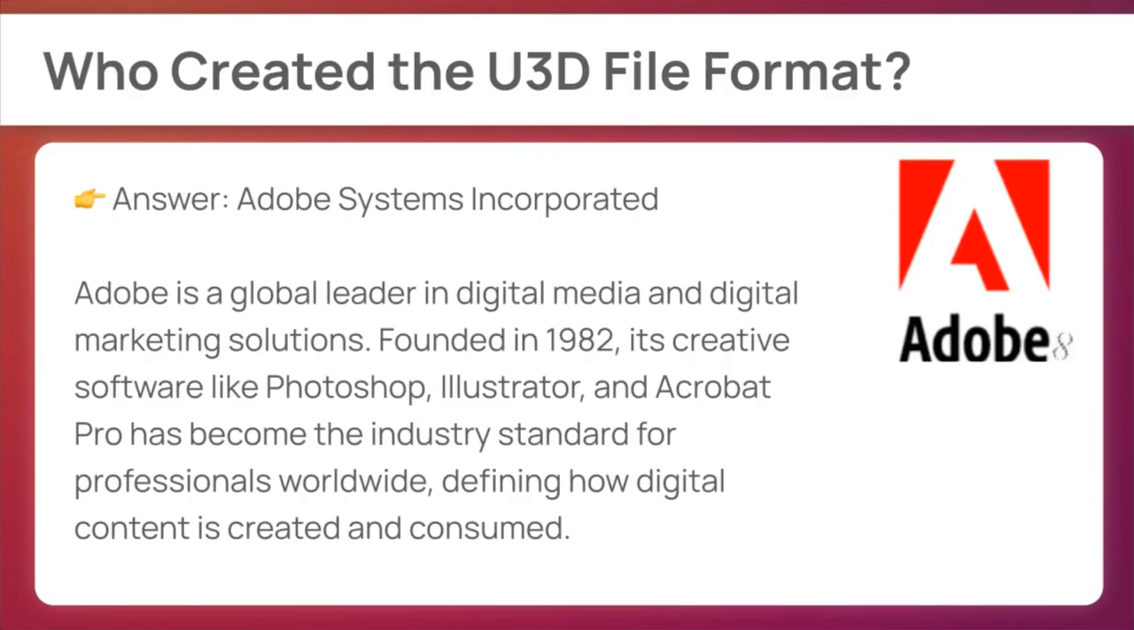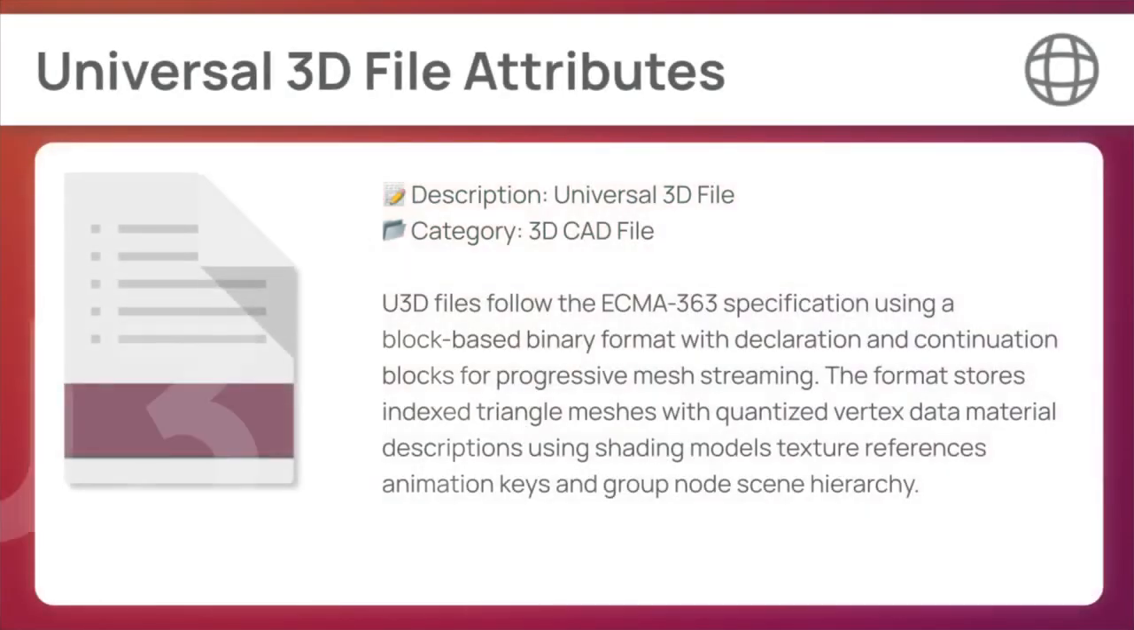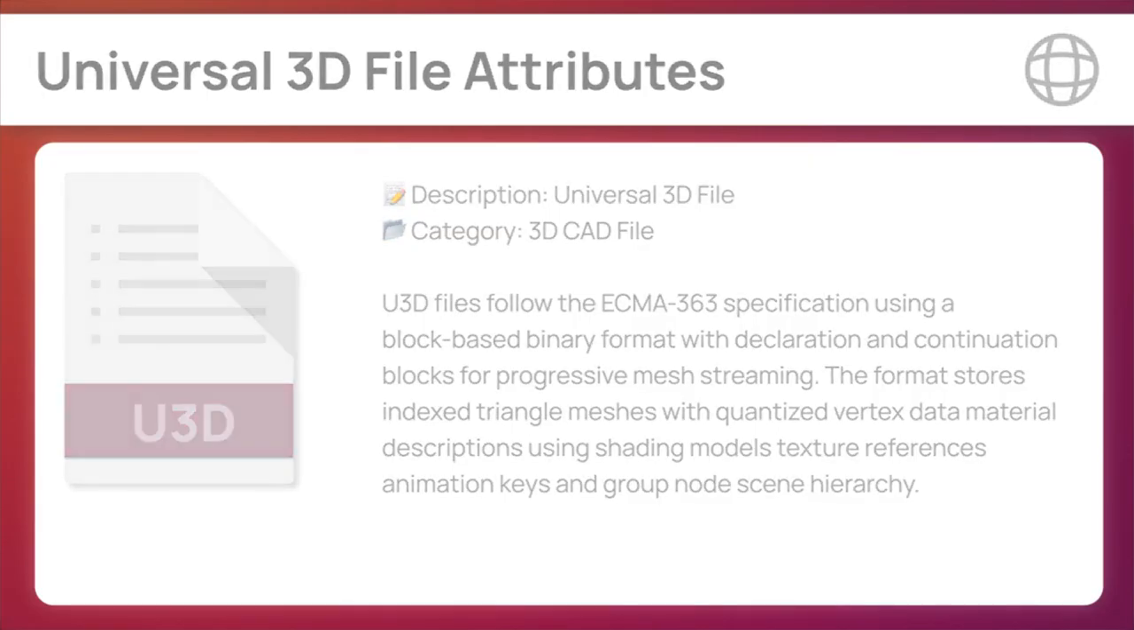and streaming delivery. U3D files follow the ECMA 363 specification using a block-based binary format with declaration and continuation blocks for progressive mesh streaming. The format stores indexed triangle meshes with quantized vertex data, material descriptions using shading models, texture references, animation keys, and group node scene hierarchy.